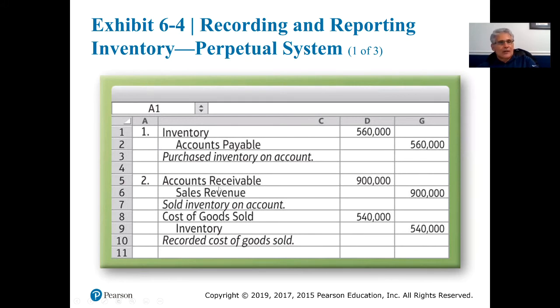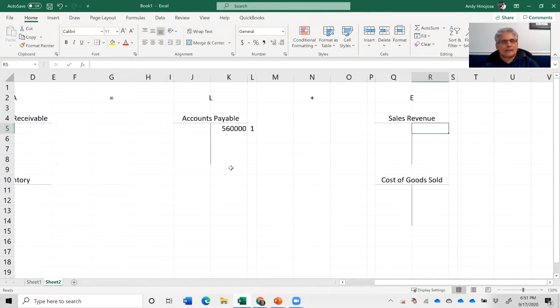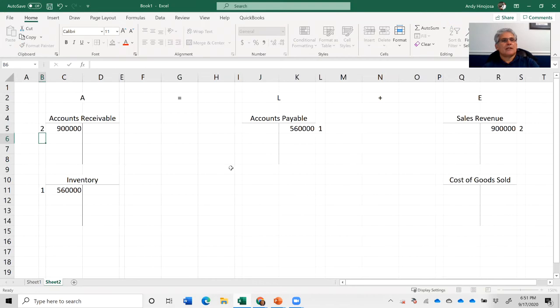And we sold it on account, so it's going to be a debit to accounts receivable for $900,000 and a credit to sales revenue. This is the first part of the sale. So we'll go ahead and put $900,000 as a debit to the accounts receivable, and as a credit to sales, we'll put a credit to that account. So now we have our debit, accounts receivable, $900,000, and a credit, $900,000 to sales revenue.